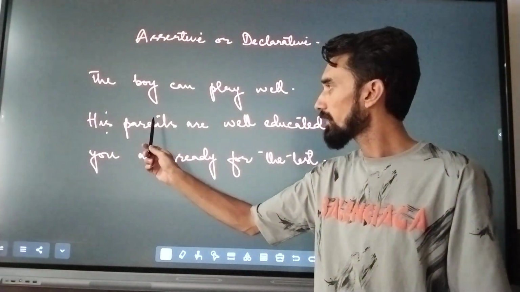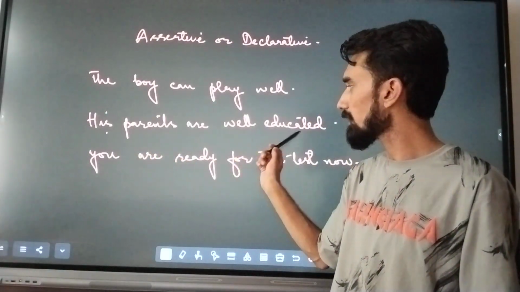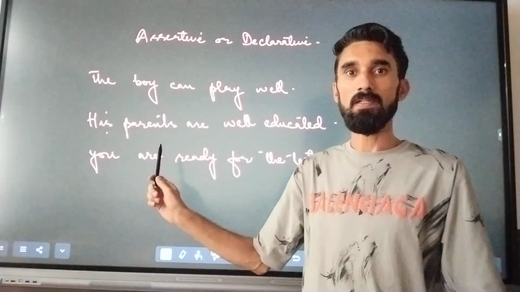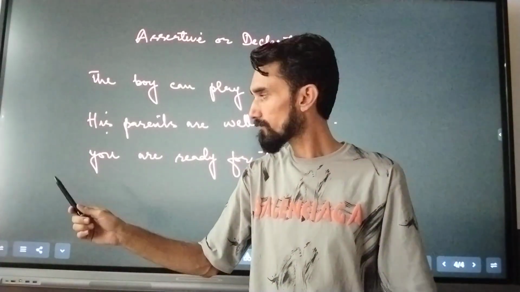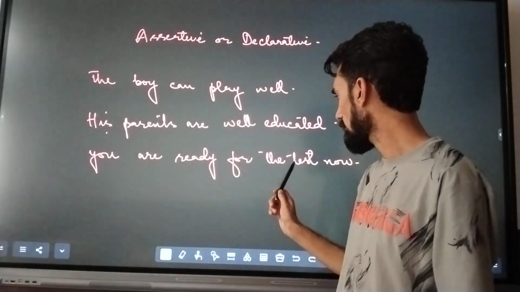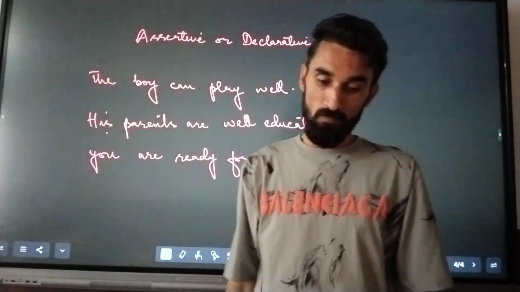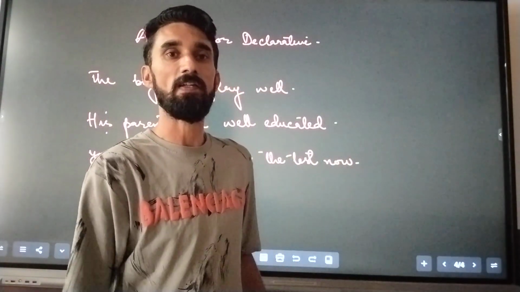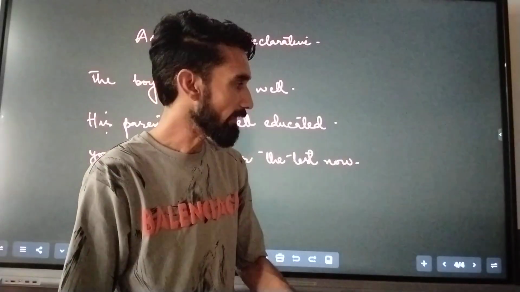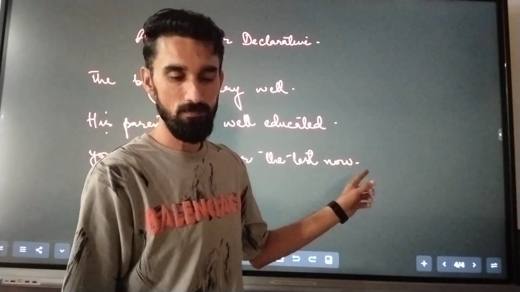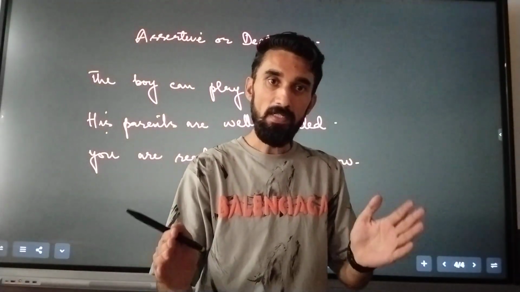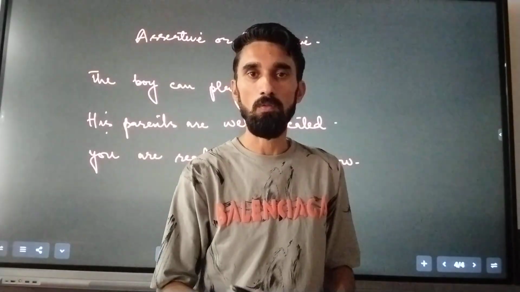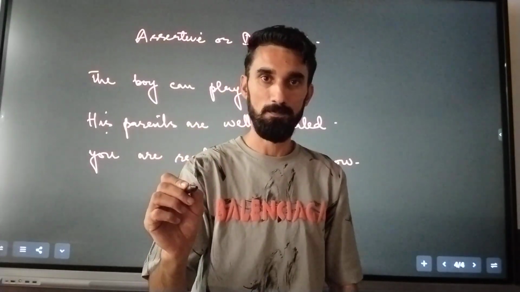Another information here in this sentence: his parents are well educated. This again is an assertive or declarative sentence. You are ready for the test now. And which punctuation mark do you use at the end of an assertive or declarative sentence? That is full stop. Remember this. At the end of an assertive sentence, you always put a full stop.